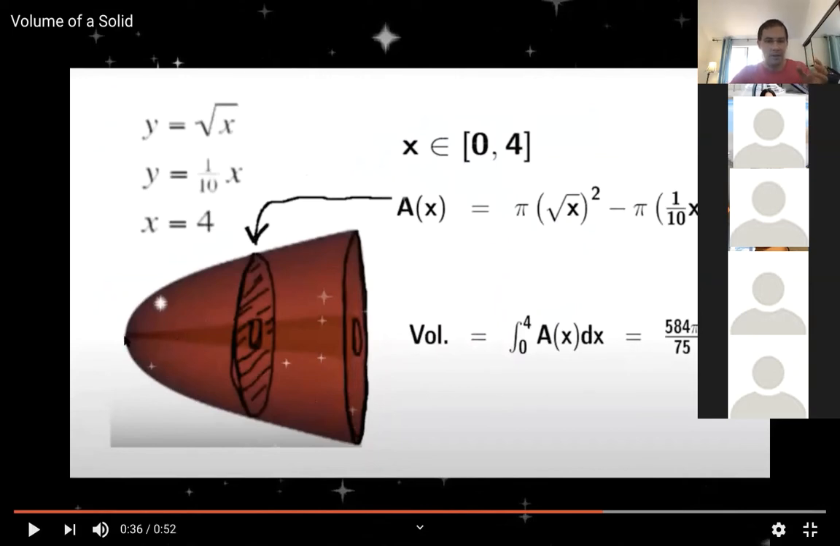So here, I can introduce the x-axis like this and the y-axis is in here. So x will be any point between 0 and 4. And what I'm computing here, A of x, is the area of the corresponding cross-section that corresponds to a given point x between 0 and 4. So this is simply the area of the big circle, which is pi times this squared, minus the area of this small circle, which is pi times this. And then to compute the volume, I will integrate the cross sections from 0 up to 4.